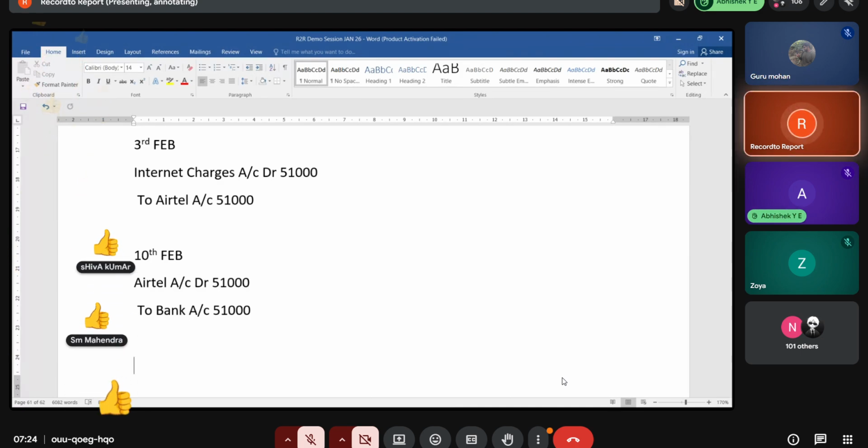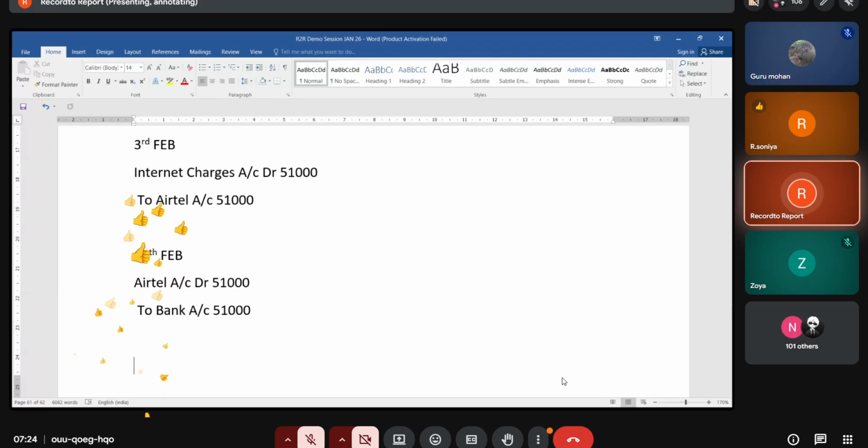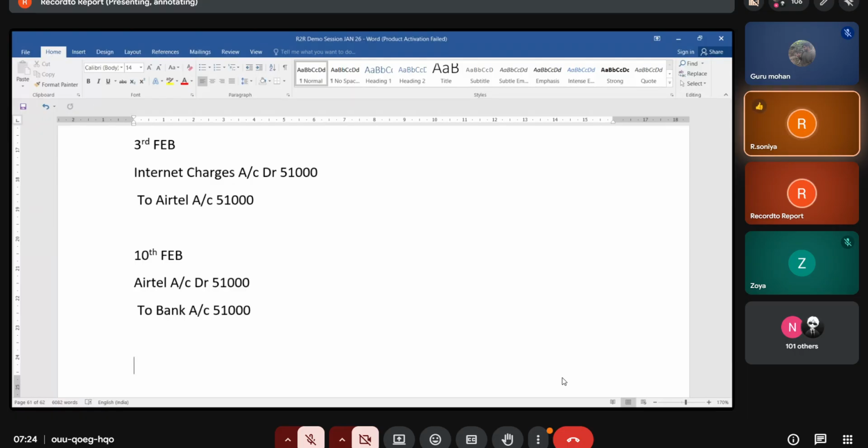So this is about reversible and non-reversible accruals.